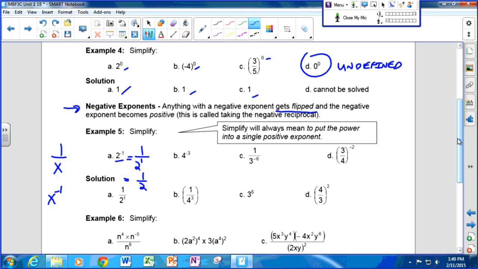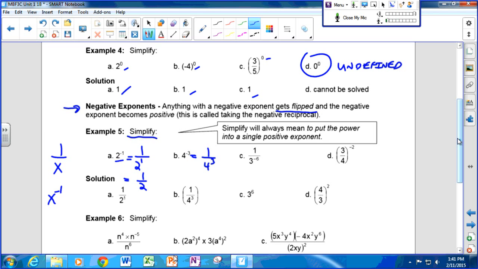Okay. So in this case, for example 5b, 4 to the negative 3, we can write it as 1 over 4 to the positive 3. Okay. And when they're talking about simplifying here, they're talking about rewriting the expression with a positive exponent. That's really what they're talking about.